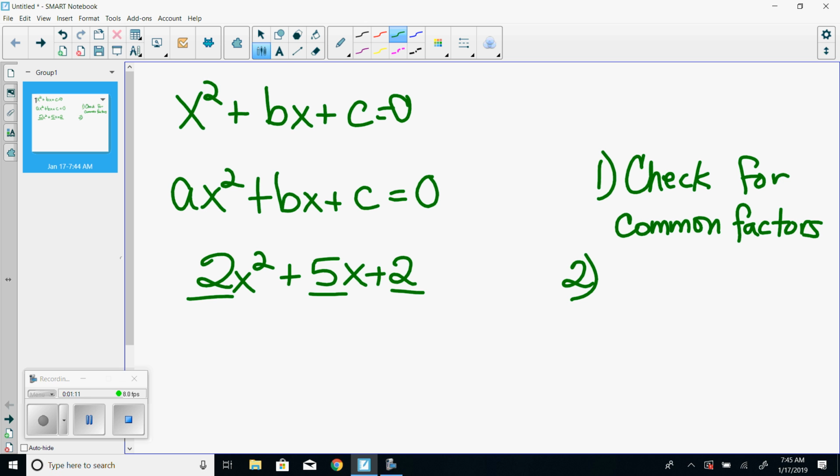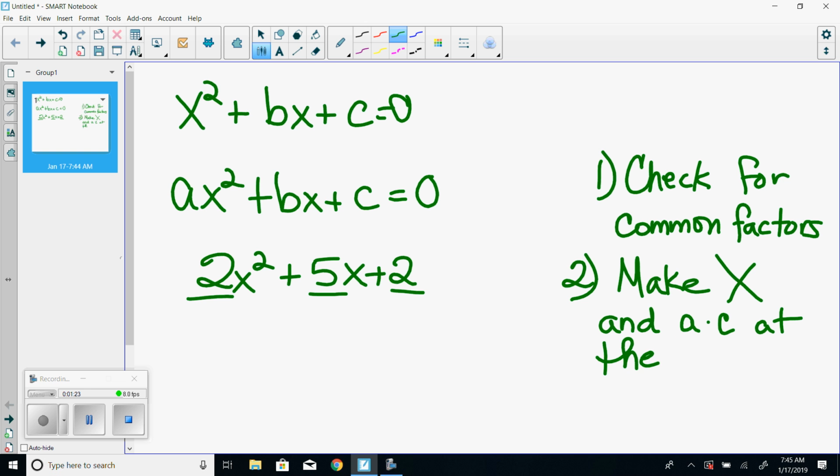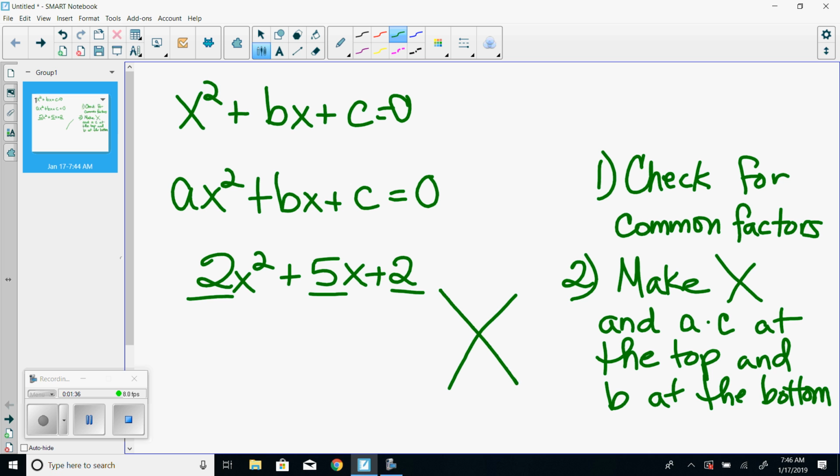So the next thing we're going to do is make the x and put a times c at the top and b at the bottom. So make the x, a times c is 4, and b at the bottom.